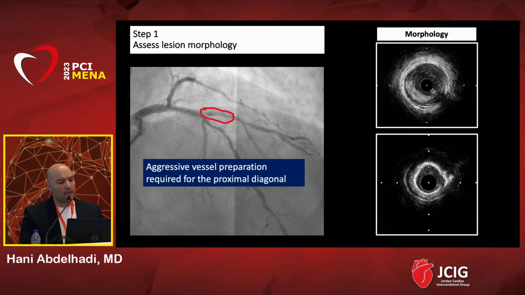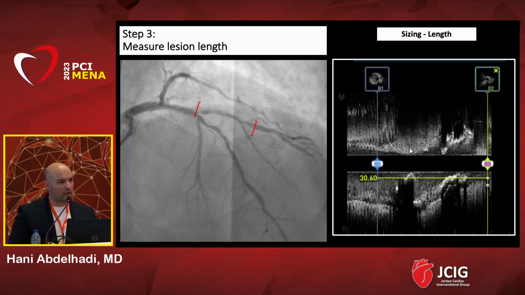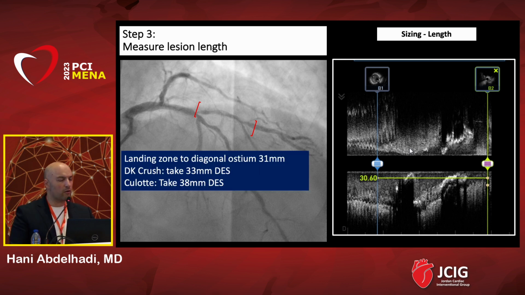The next step is you want to identify your landing zones. So you look at your distal landing zone, the diagonal. We found an area without much plaque with probably a lumen diameter of about 2.5 millimeters, so you're going to take a 2.5 stent. We look at the LAD just proximal to the diagonal. We measured it about 3.5 millimeters. So you know that you want to be 2.5 distally, and the LAD is about 3.5, and then you measure your length. So we measured the length from the diagonal landing zone until the ostium of the diagonal, and it's about nearly 31 millimeters in length.